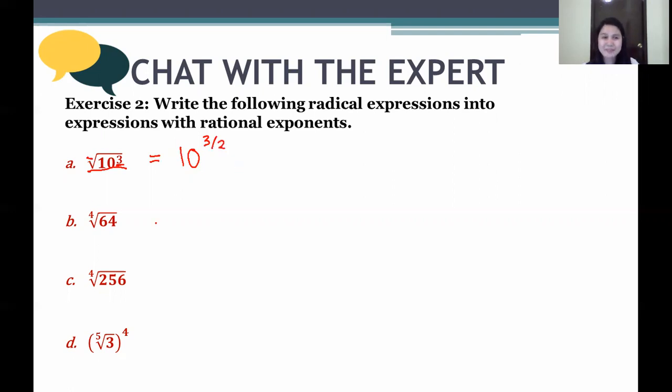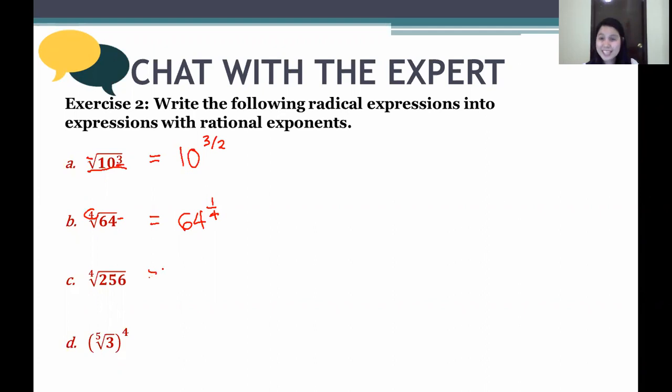Very good, Syra. Next, letter B. Can you write it in rational exponent? Fourth root of 64. Very good, Ali and Syra. 64 to the power of 1/4. There's no exponent, so it's 1. The index is 4, so the denominator is 4.